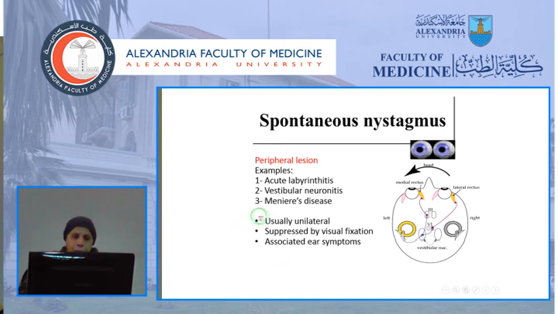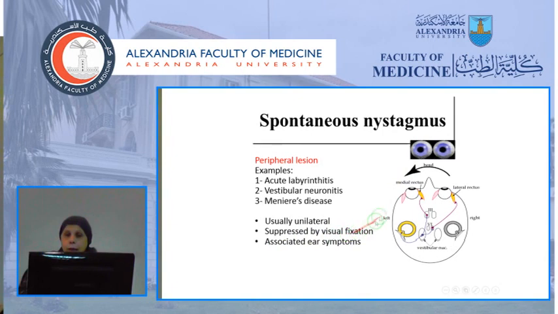What is the character of a peripheral lesion? It is usually unilateral. It is suppressed by visual fixation, and it is associated with other ear symptoms like hearing loss, temporary hearing loss, or tinnitus, or earache, and so forth. It is suppressed by visual fixation because there are two forces governing eye stability. One of them is the vestibular apparatus and the other is the visual apparatus. The visual apparatus is more dominant than the vestibular apparatus.